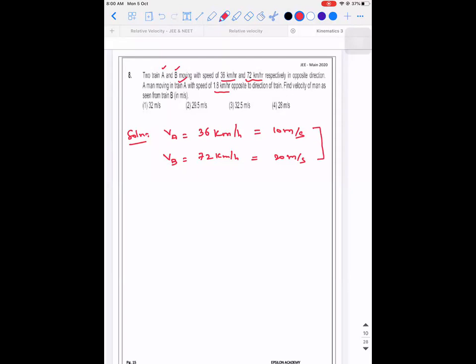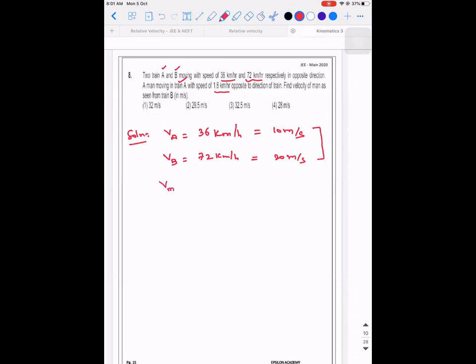Read the question carefully. There is a man. Okay, so actually how many objects are there? There are 3 objects. Think like this: 2 trains and a person. Now, you have the absolute velocities of both the trains. The second point, in the second statement, what they are saying is there is a man who's in which train? He is in train A. And he is moving with a speed of 1.8 km per hour in opposite direction of train A. What is the meaning of that? That is what I want to understand.